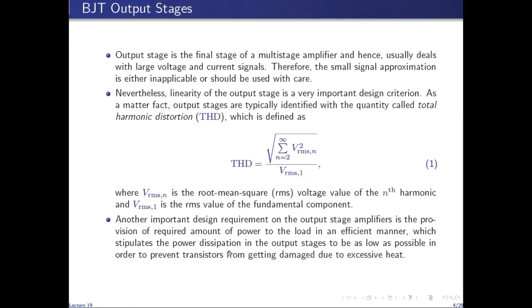So output stages should be linear, and at the same time, they should have high power conversion efficiency. That is, the power delivered to the load should be a higher percentage of the power consumed by the output stage itself. Which in turn stipulates that the power dissipation in the output stage should be as small as possible.